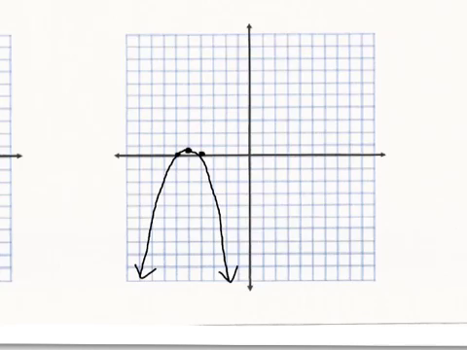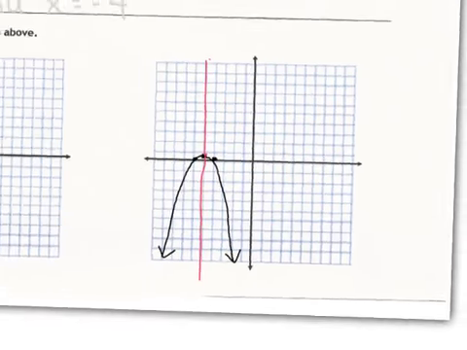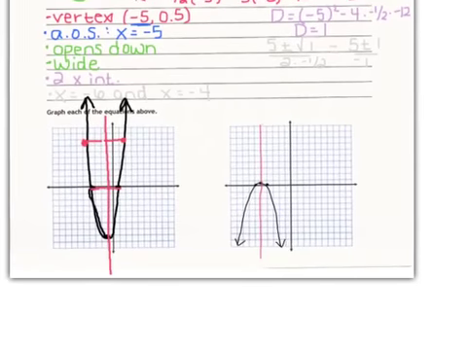And again, my axis of symmetry is right here. So all of my other points should be the same distance away from that red line. You don't actually have to draw the axis of symmetry in. I just wanted you to see how it relates to the graph as a whole.